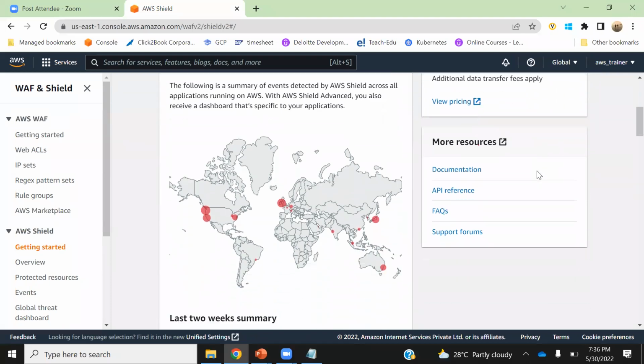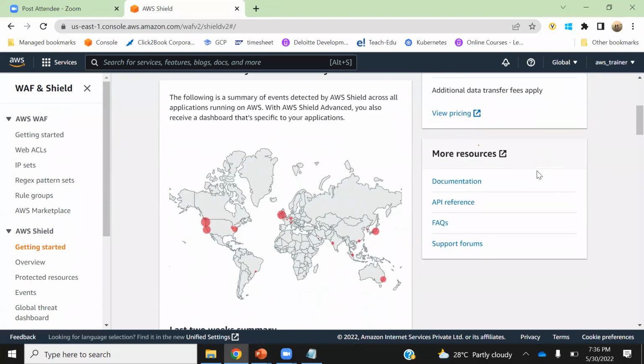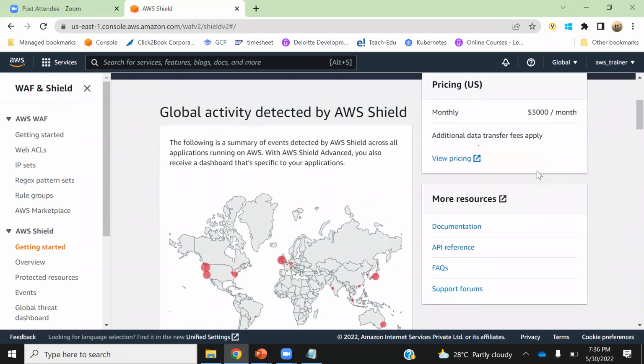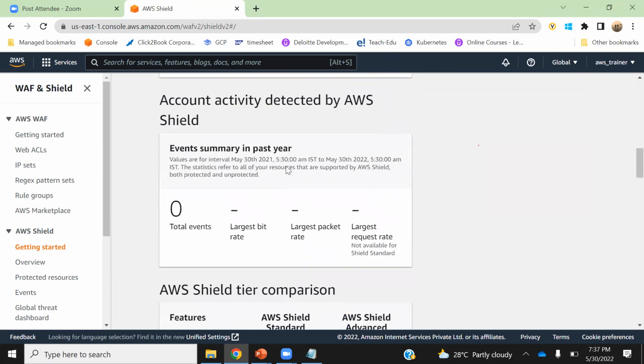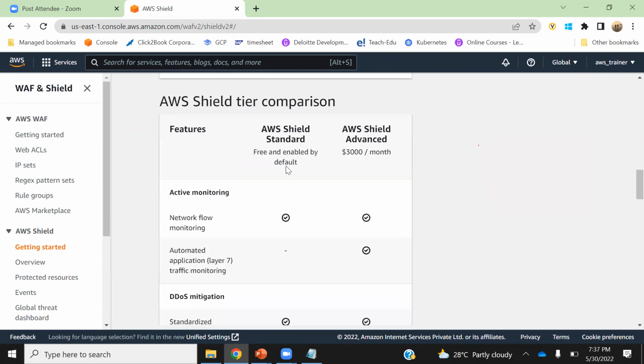But yes, it will protect your stuff like, see here, global activity detection by Shield. So let me say my application is running somewhere here. Most of the traffic will come from here only, but all of a sudden some traffic is coming from here. Then it is kind of an alarm for me. It is kind of fake traffic for me. So the machine learning algorithms will see what all it is.